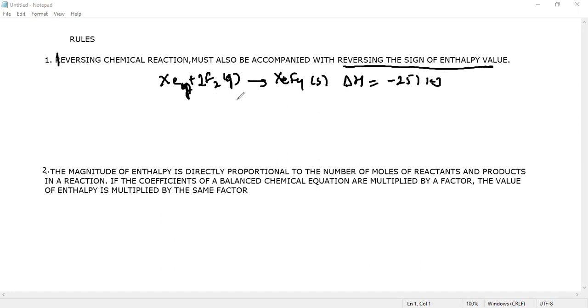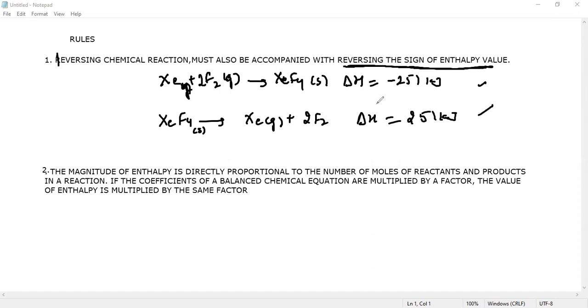If you reverse this equation, reverse means the products become the reactants. When you reverse this, it will behave similarly to a mathematical equation. So xenon and the reactants will be the products here, 2F2. You must reverse the sign of the enthalpy value. It was negative here; when you reverse it, it will become positive 251 kilojoules. Going from here to here it's negative, and going from here to here it should be positive, right? So this is what your first rule says. You must practice this while solving the questions.